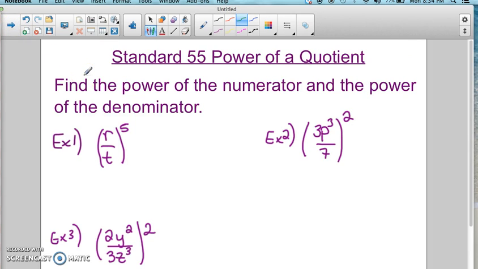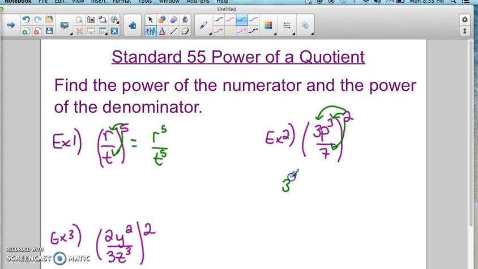Okay, so 5.5 is power of a quotient. All this rule is saying is that you take the power to the numerator and the denominator. So for instance, example 1, I have r over t to the 5th power. That means that you really have r to the 5th over t to the 5th. So the 5th power goes to both the numerator and the denominator. Okay, so example 2: 3p cubed over 7, squared. So the whole thing is squared.